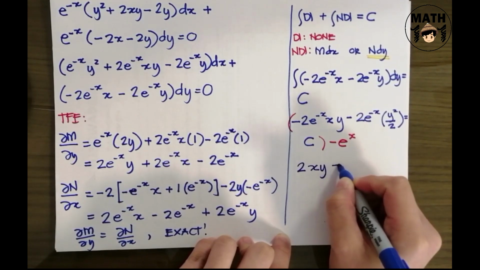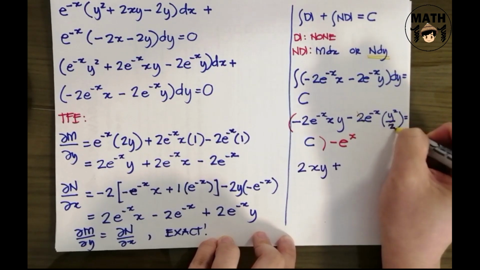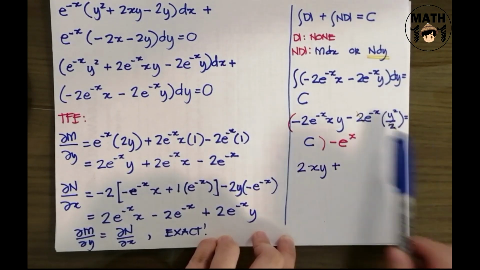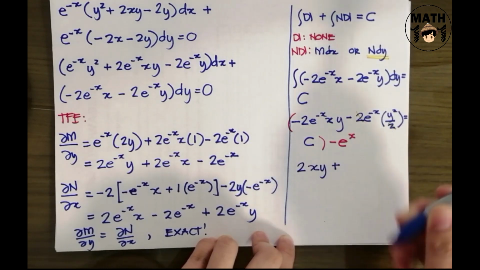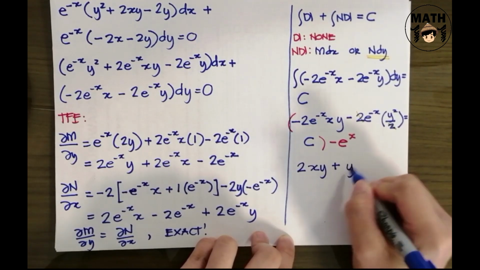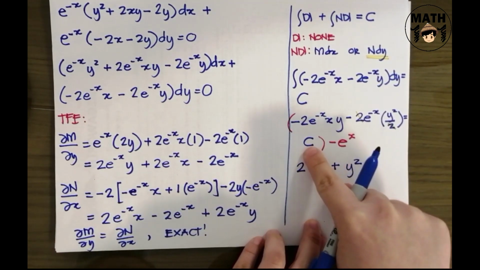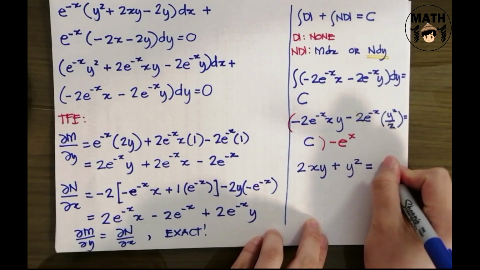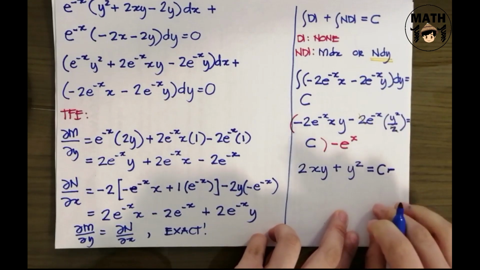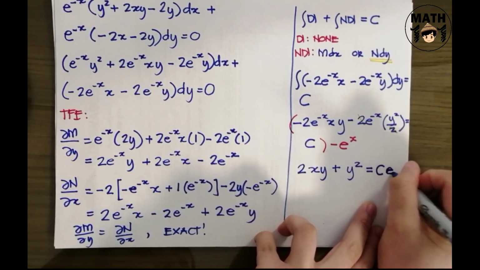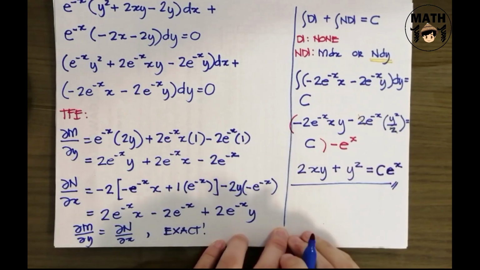2xy plus, we can cancel 2 over 2. E raised to negative x times negative e raised to x is 1 times y squared equals negative times a constant, constant pa din. Susulat lang natin siya as a constant, times e raised to x. This is now our general solution.